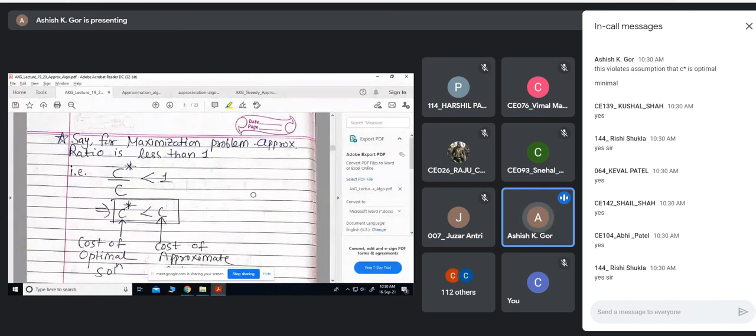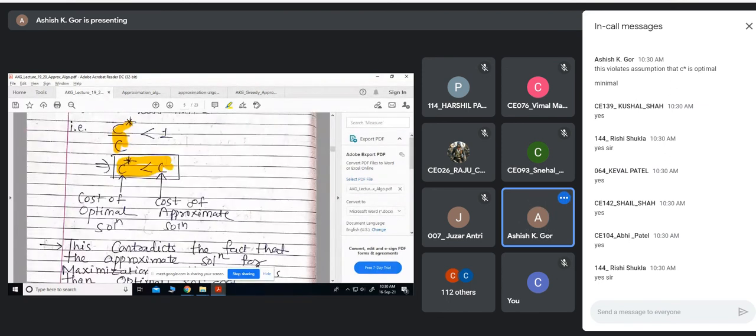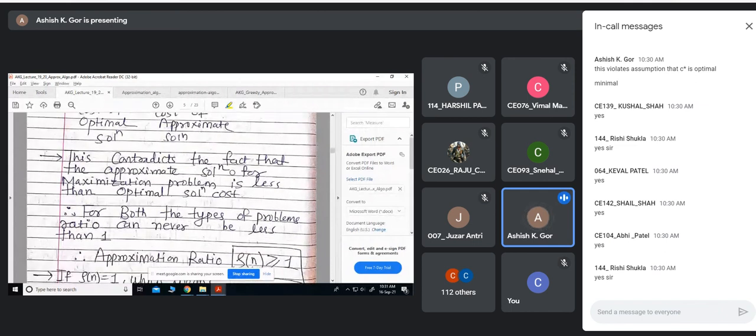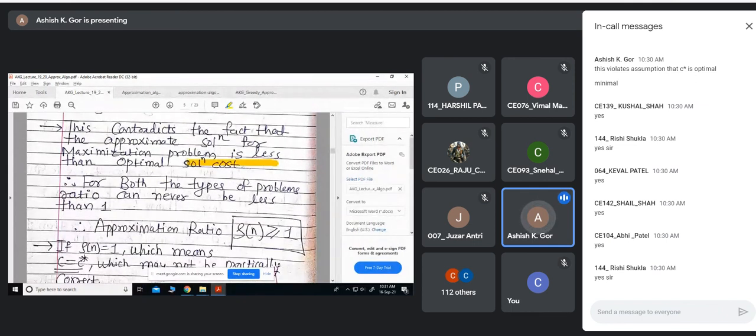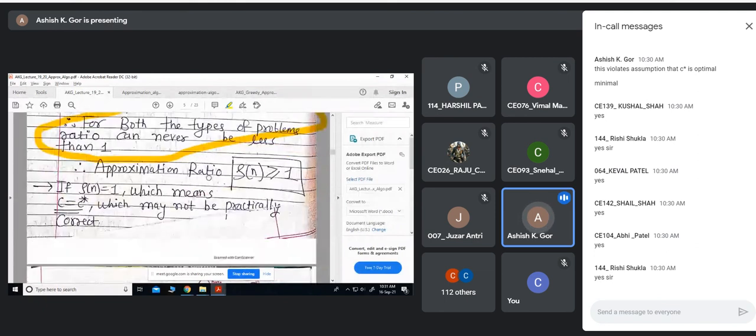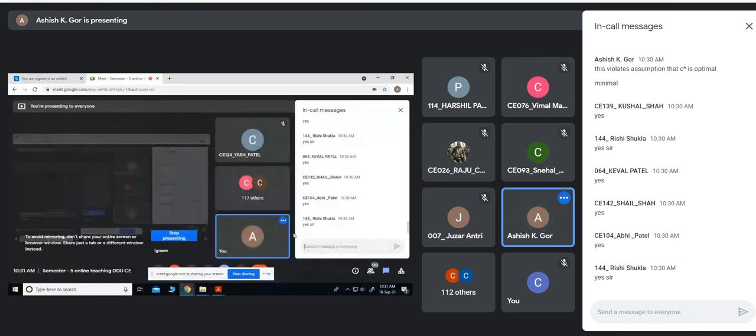Same way for a maximization problem, if I assume the ratio is less than 1, which means, for maximization, it is C star by C. So C star by C is less than 1, which means C star is less than C, which means the optimal answer is less than the approximate answer, which also contradicts because C star is the maximal answer. So for both types of problems, the ratio cannot be less than 1. Remember this fact: rho n is greater than or equal to 1.